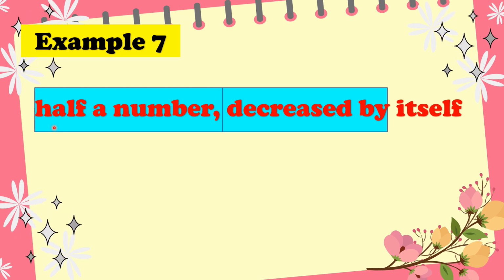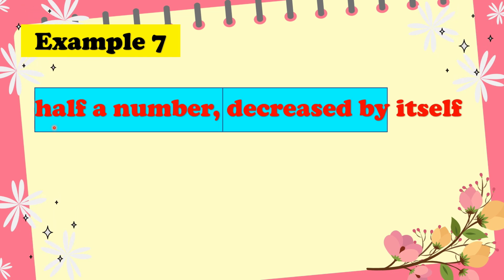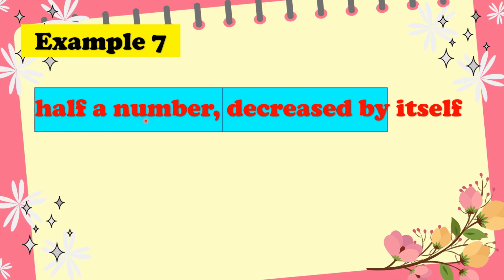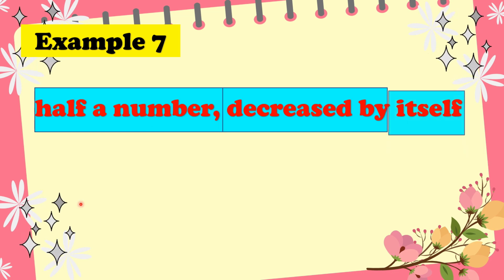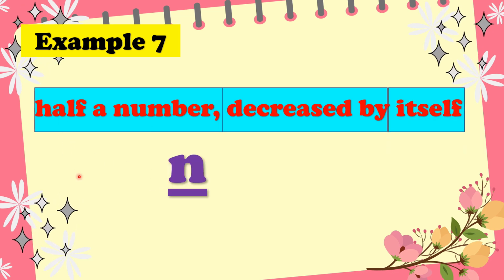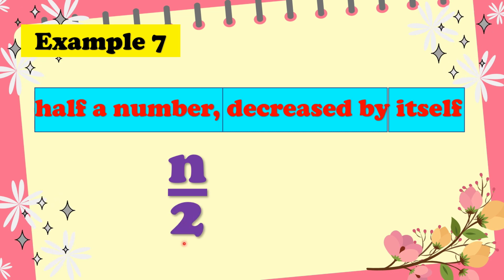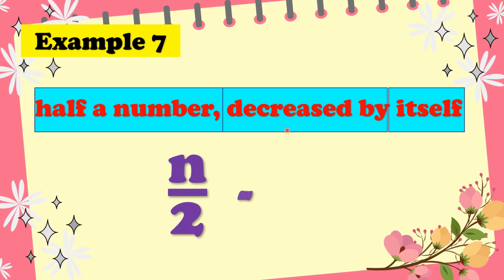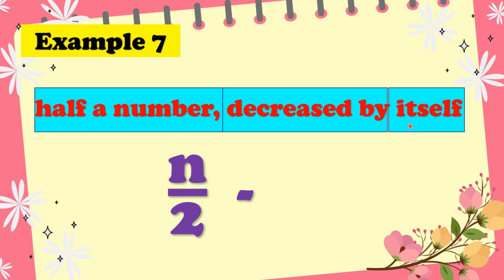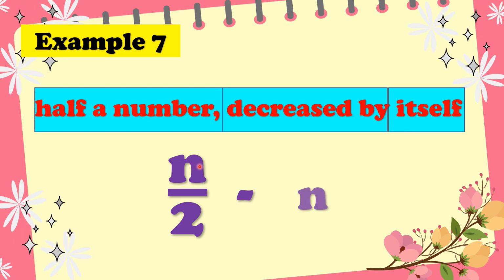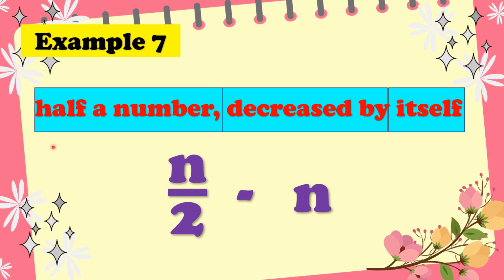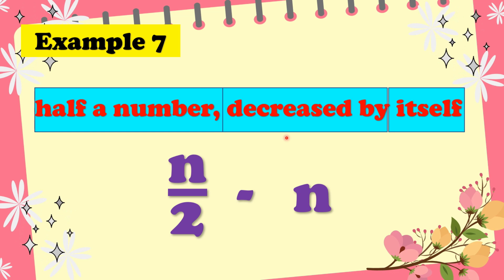So paano nyo siya ita-translate? Kalahati. So di ba kapag kalahati, that is 1/2. Pero ang hahatiin natin dito is yung unknown quantity, which is a number. So in this case, gagamit ako ng n. And then dahil half, ang denominator ko ay magiging 2 kasi kalahati. Decrease, that would be minus itself. So tulad ng kanyang sarili. So ang gagamitin natin is yung a number then. So that would be n. When you translate half a number decreased by itself, that is equivalent to n over 2 minus n.